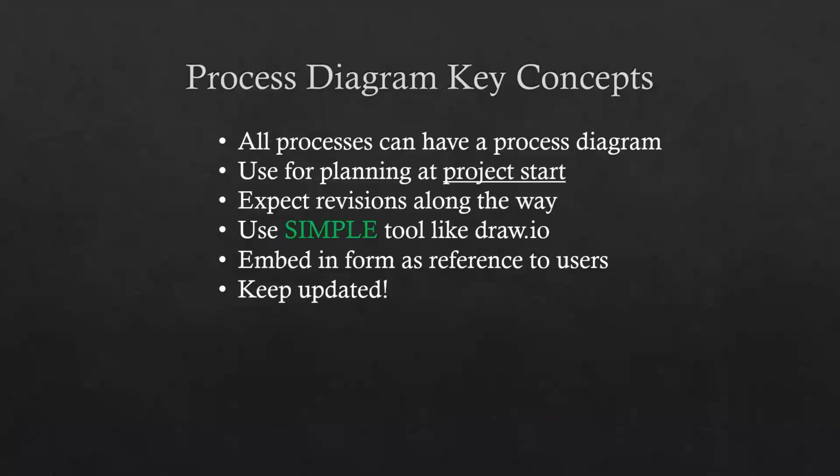Okay, key concepts. Any process can have a process diagram. If you're going through a process, it could be mapped out visually. Use it at the planning stage, right at the beginning of your project. Expect it to change, that's okay. It's fluid. This is a great way both for the end users and the developer to understand your plan for your workflow. Make sure you use a simple tool, don't use something crazy. I think back in the day, I used to use something like Visio. I don't personally like to use it. I feel like it's a really heavyweight tool, and that's why I recommend what I showed.